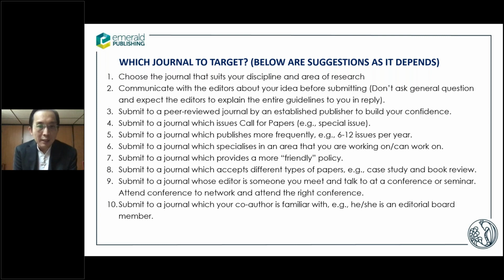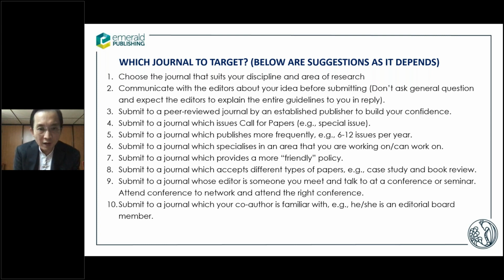Number three, submit to a peer-reviewed journal by an established publisher to build your confidence. For example, Emerald Publishing. Not every journal is indexed in Scopus, SSCI, but these journals are credible because they are published by a credible publisher. Number four, submit to a journal which issues calls for papers, special issues. If these special issues are relevant to your area, then you can try.